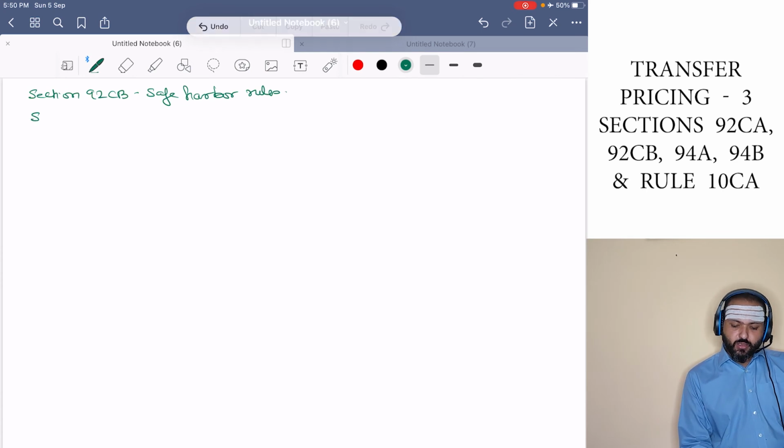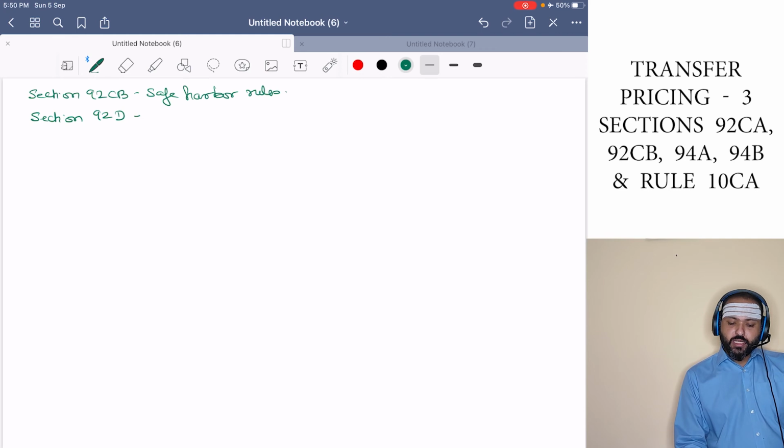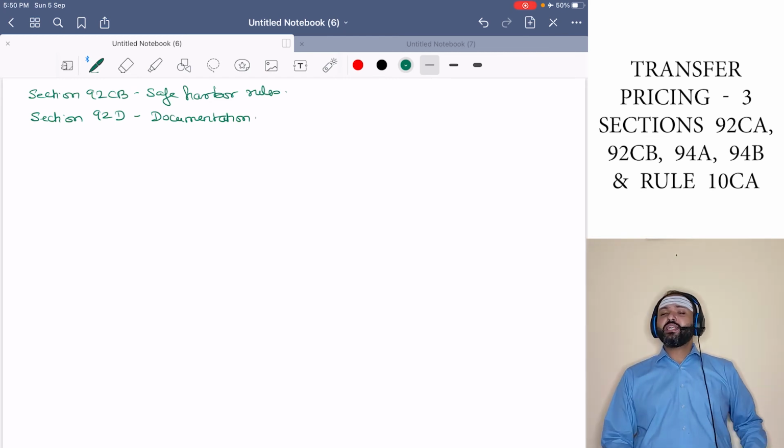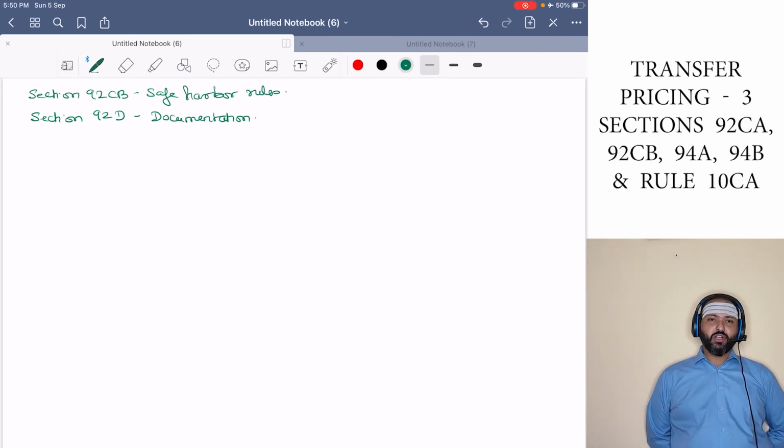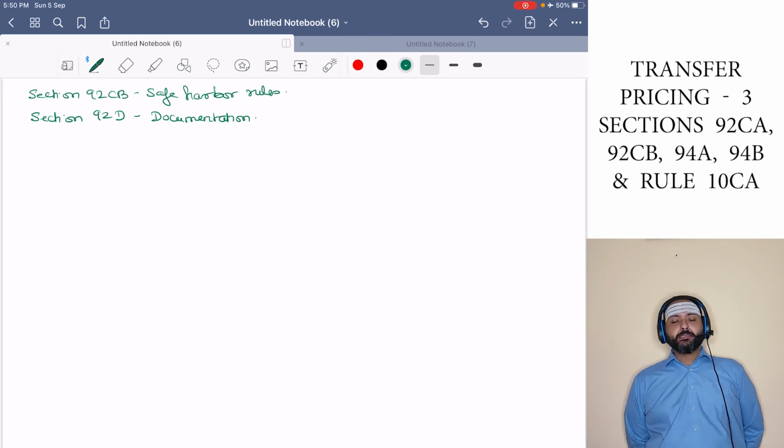So section 92D. What is D? D for documentation. See, documentation is a very important part of transfer pricing. If you see the Big Fours or probably even the second tier firms who are into transfer pricing, they get a chunk of their revenue from this particular operation of preparation of transfer pricing documents. It's a very costly affair.